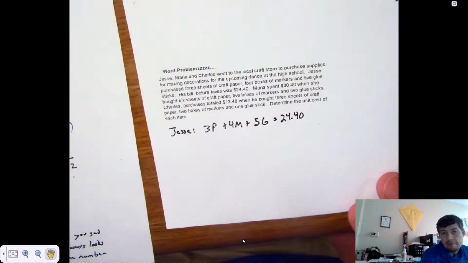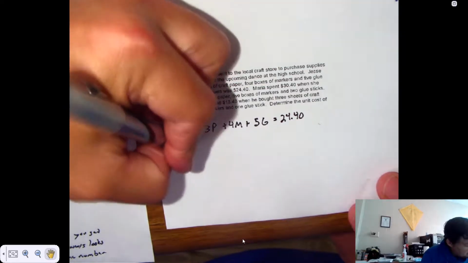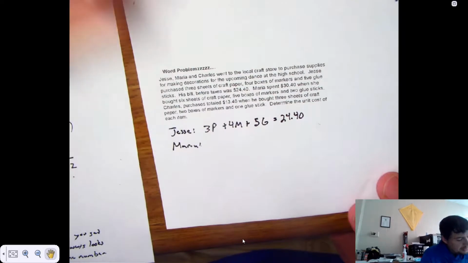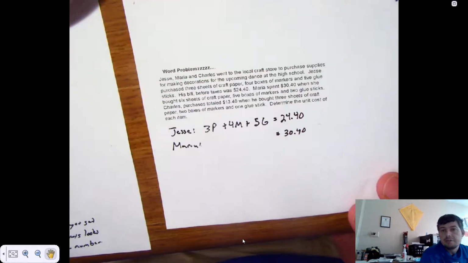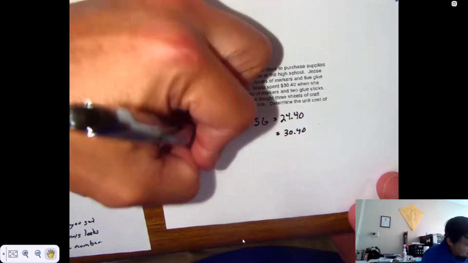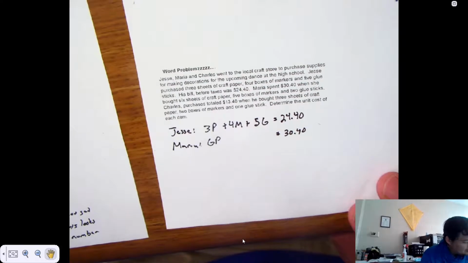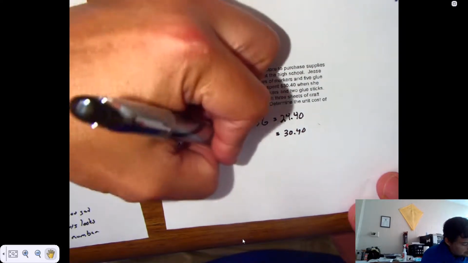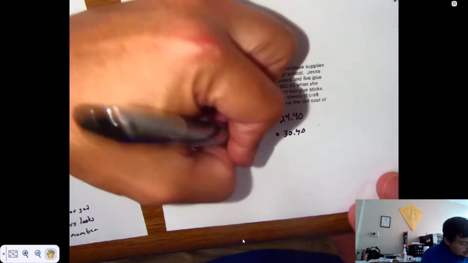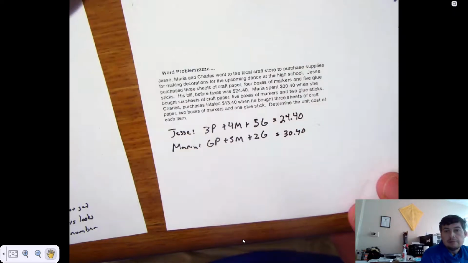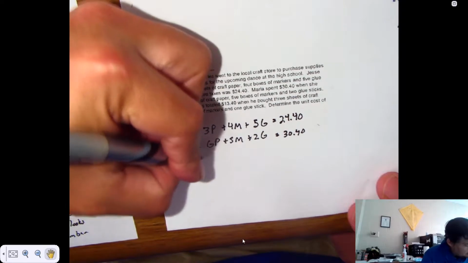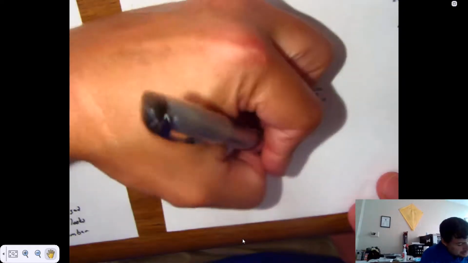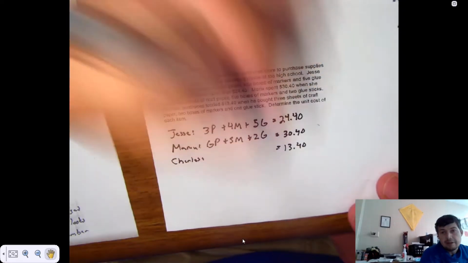There's Jesse's equation. And then we have Miss Maria. She spent $30.40. That's the thing on the other side of the equality there. She bought 6 sheets of craft paper, so 6P, 5 boxes of markers, and 2 glue sticks. And lastly, we have Charles. Poor Charles. Charles only spent $13.40. You can tell he didn't much care for this activity.